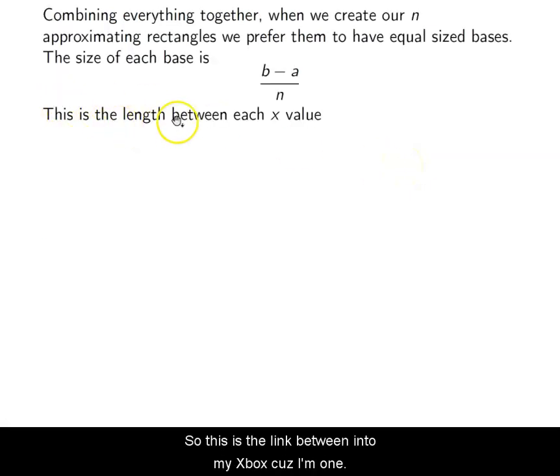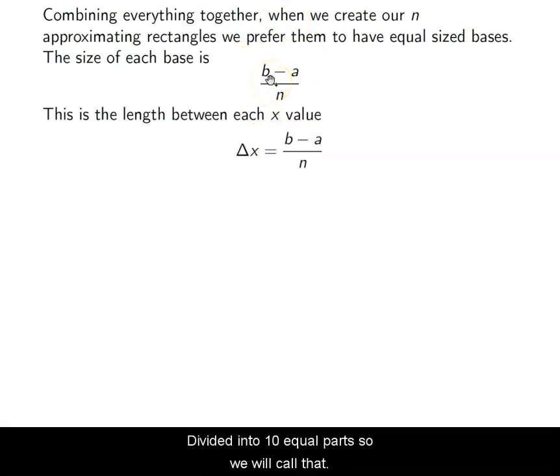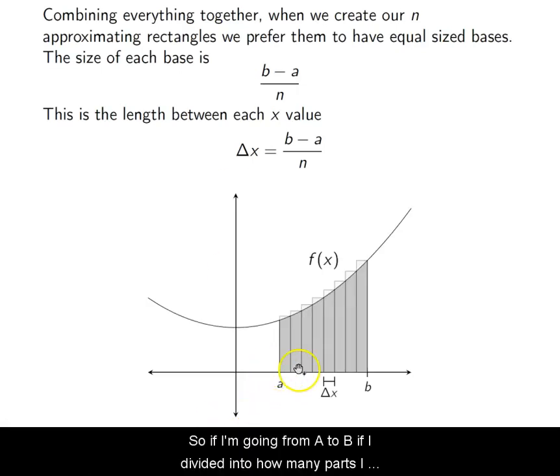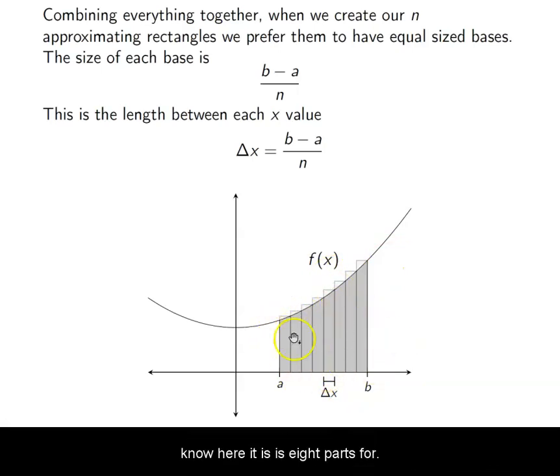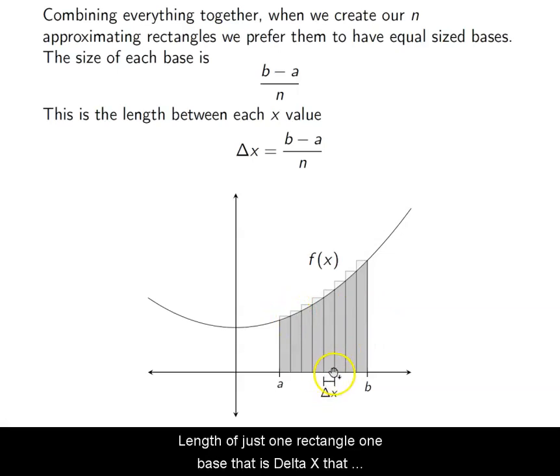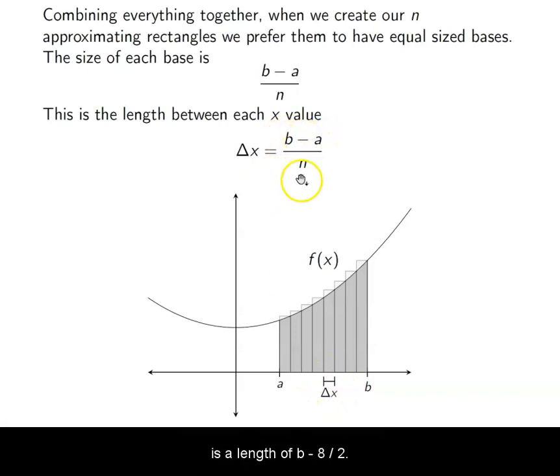Okay, so this is the length between each of my x values because I want it divided into n equal parts. So we will call that the change in x, delta x, right? The distance between each x value is the change in x. So b minus a divided by n is the length of each of those bases, right? So if I'm going from a to b, if I divide it into however many parts, I know here it's 8 parts, but it could be 100. The length of just one rectangle, one base, that is delta x. That is a length of b minus a over n.